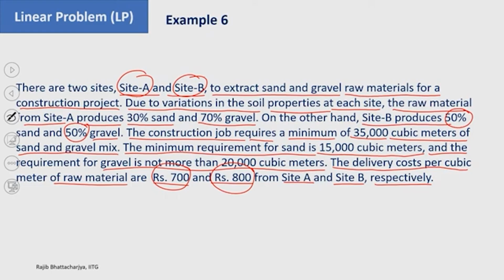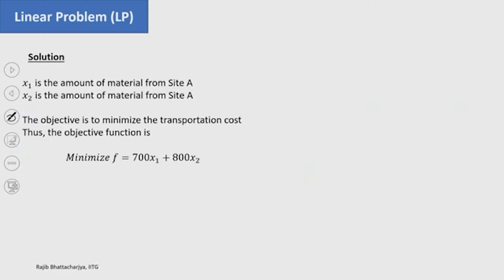So, what is your objective? The objective is to minimize the delivery cost. Now I have to decide how much material to take from site A and how much from site B. We have to formulate the problem, and after that I will show you graphically how you can find the solution, and later I will solve this problem using Excel solver. So, let us formulate the problem.